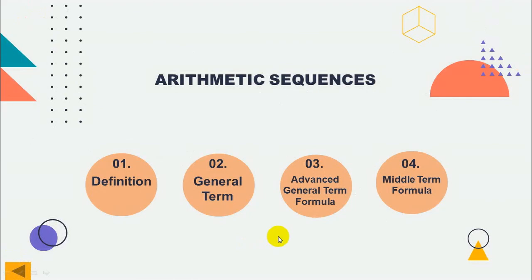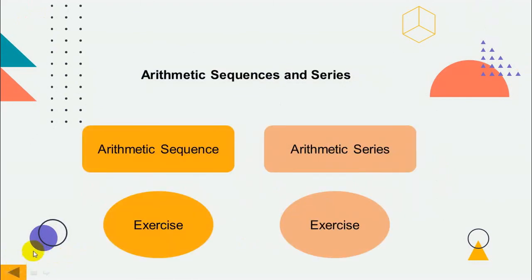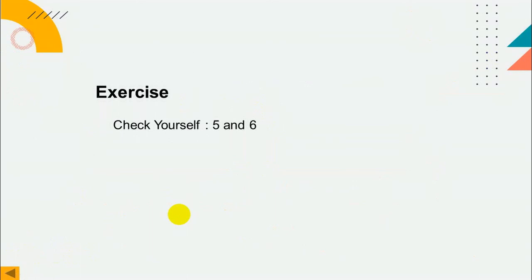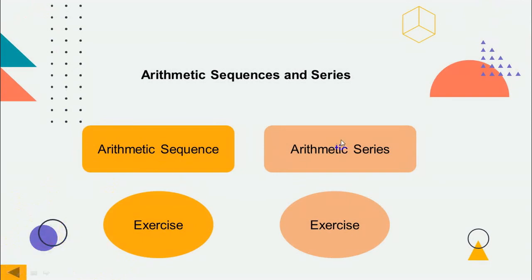We are done with arithmetic sequences. So for now we have an exercise. You can open your book and check yourself 5 and 6. Please do it in your homework, and then you need to try to answer. And for the next meeting, we will talk about arithmetic series.